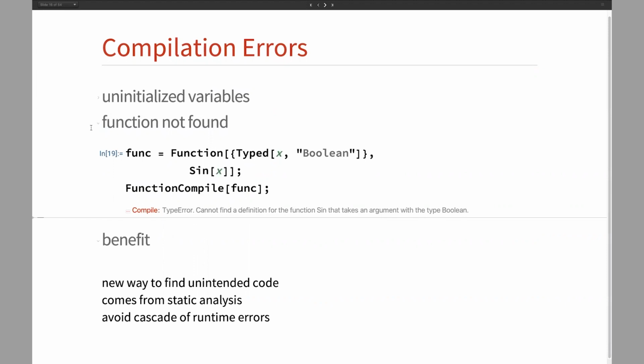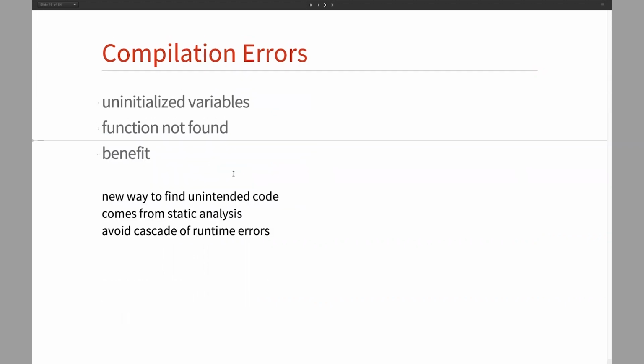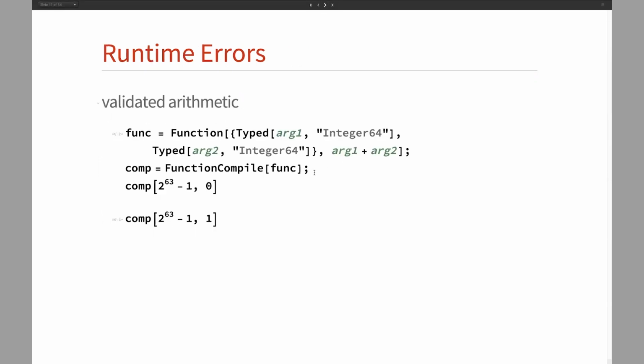And so this compiler is a new way to find unintended code, and it's a form of static analysis like Brenton's. And one of the things that I think would be interesting is to sort of combine the technologies. This is a form of static analysis based on type inferencing, and finding these errors early avoids the sort of cascade of runtime errors that can come up.